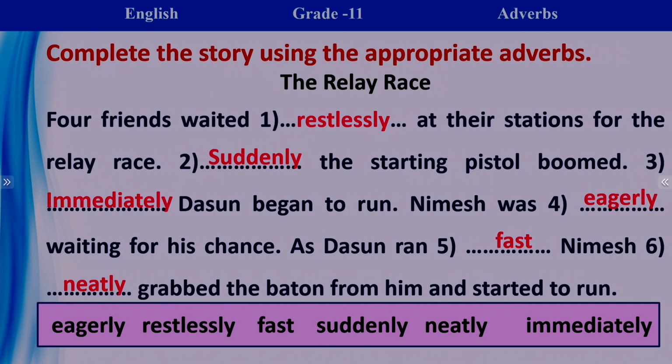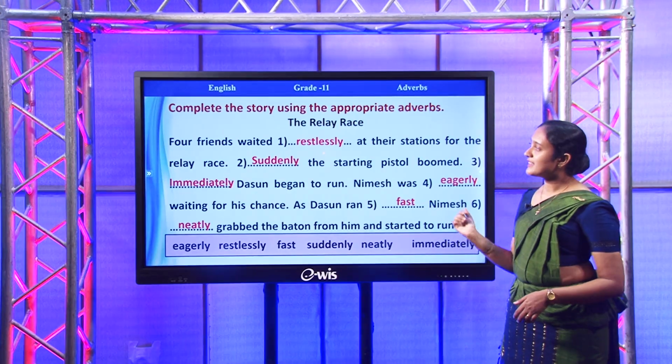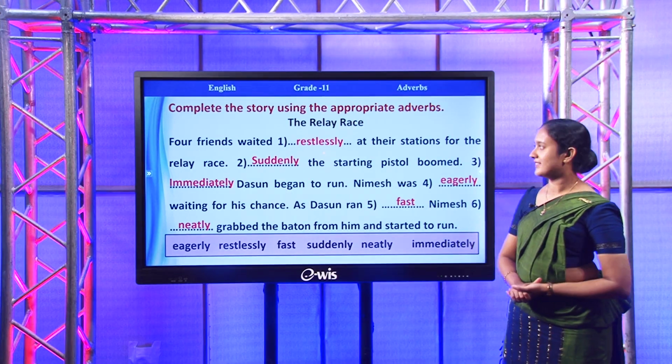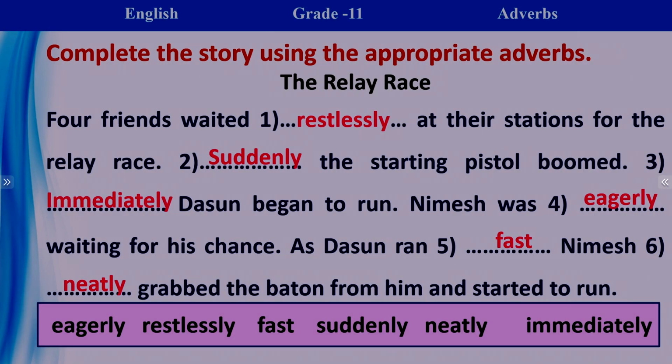So, these are the most appropriate adverbs to complete the story. This is the completed story. Let's read it together. The relay race. 4 friends waited restlessly at their stations for the relay race. Suddenly, the starting whistle boomed. Immediately, Dasun began to run. Nimesh was eagerly waiting for his chance. As Dasun ran fast, Nimesh neatly grabbed the baton from him and started to run.